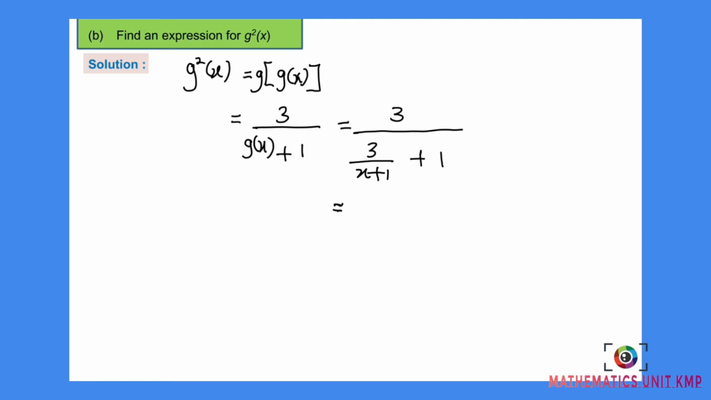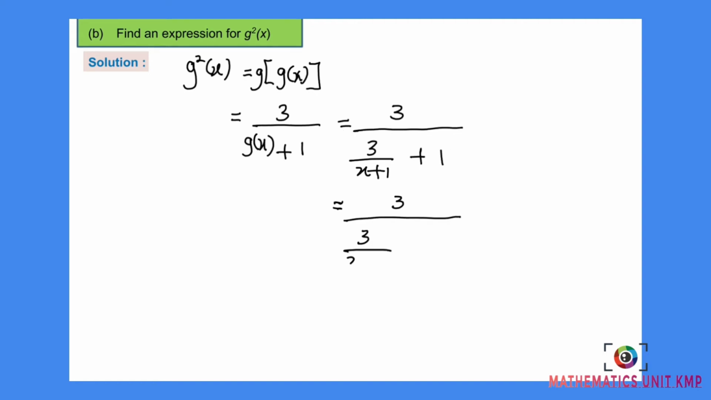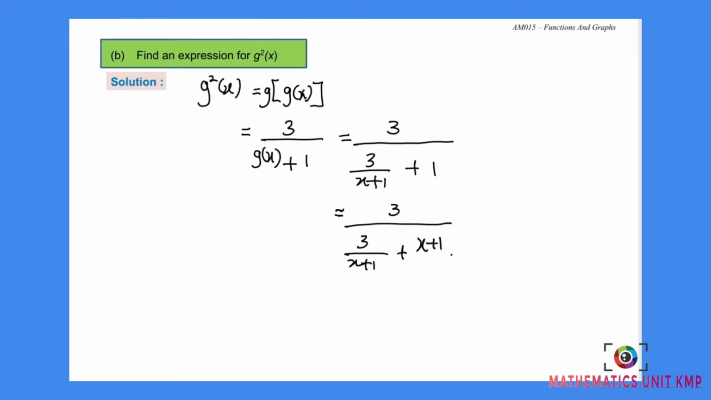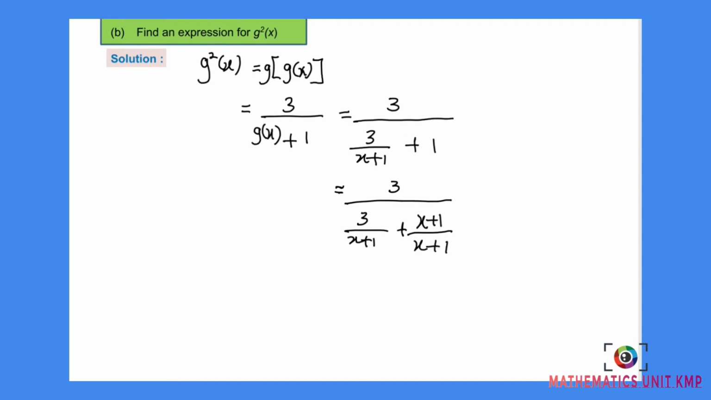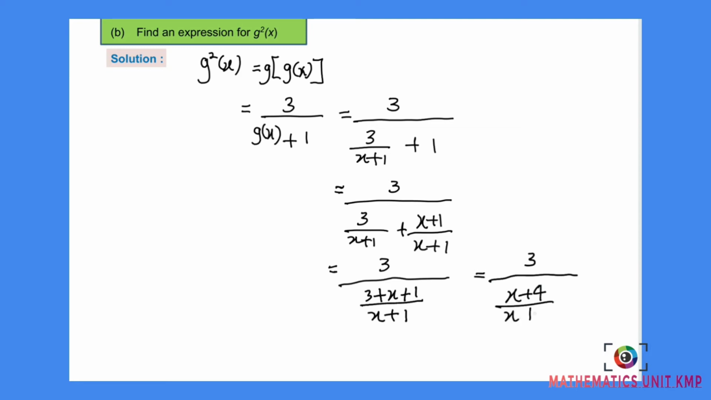Alright. Samakan penyebut yang bawah atas ni. Kita salin balik sahaja. Dia jadi 3 over x tambah 1, x plus 1 over x plus 1. Samakan penyebut. Faham? Next step, pecahan, asas pecahan ya. You belajar dulu, bila penyebut sama, you boleh combine. Dia jadi 3 tambah x tambah 1 over x tambah 1. Faham? And you permudahkan. Jadi 3 per x tambah 4 over x tambah 1.